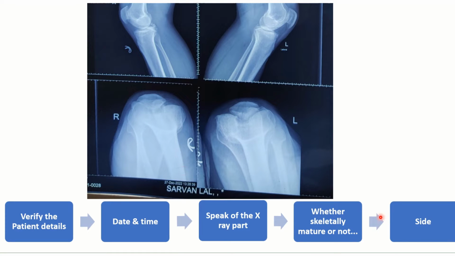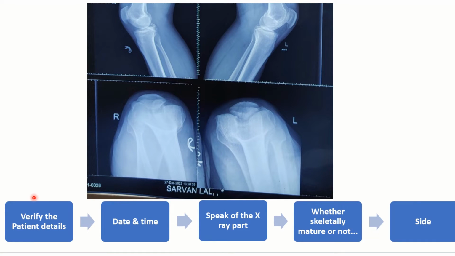Then we have to speak about the side. Here, there are four X-rays printed on one single film. These are the lateral view of the right knee, lateral view of the left side. Then we have a skyline view of the right side and the skyline view of the left side. So if only this X-ray is given to you, you have to say that this is a skyline view of the knee joint of the left side.